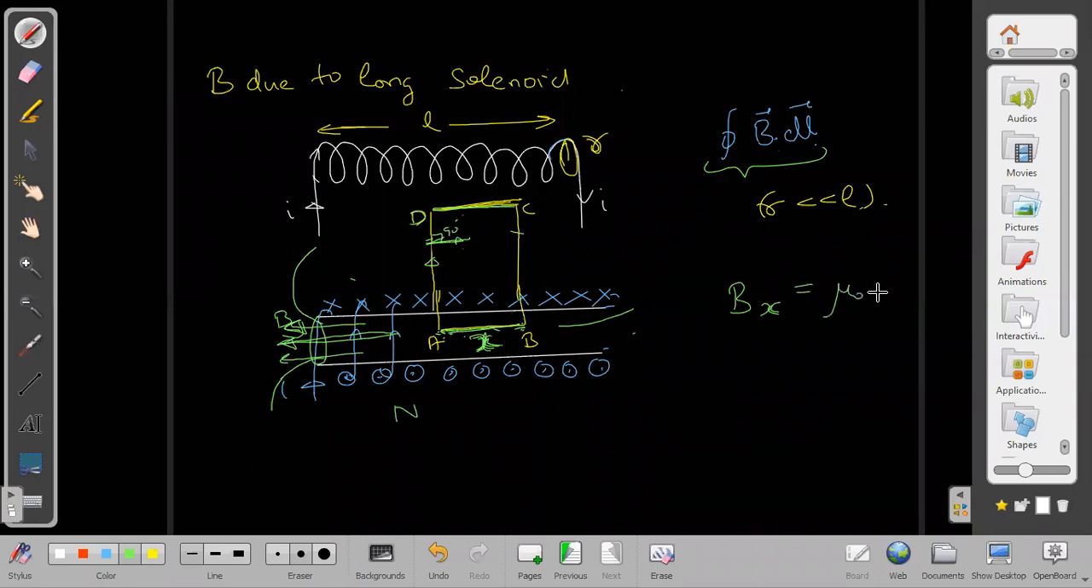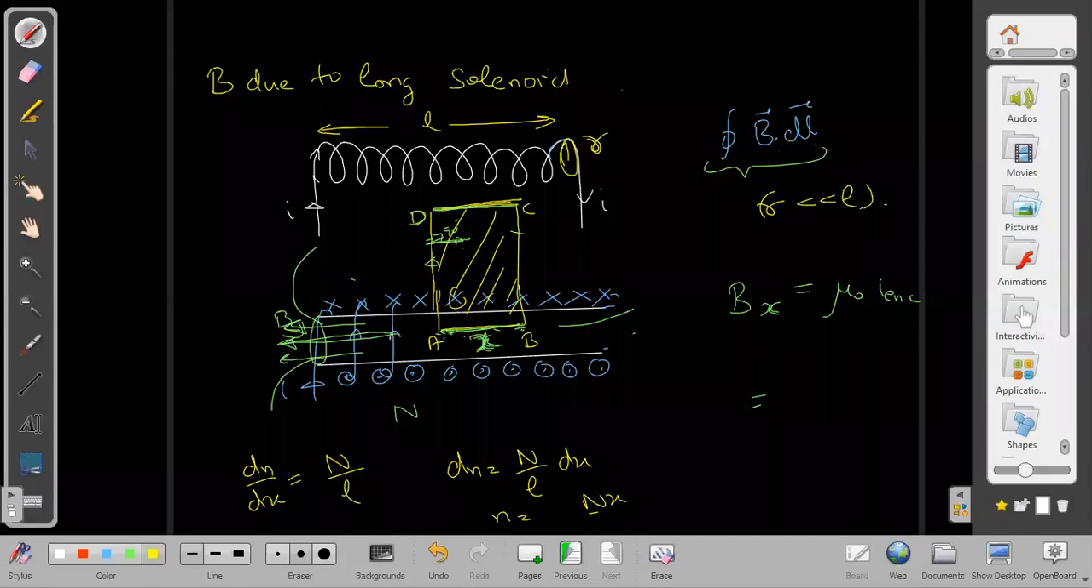That is equal to mu naught into I enclosed. But what is the current enclosed by the surface which is bounded by this loop? Here there are two turns passing through it. But is it necessary that there are two turns? In general, I can say that the number of turns per unit length is equal to total number of turns n upon total length L. Then dN will be equal to n upon L into dx. The number of turns I can write as n into x by L.